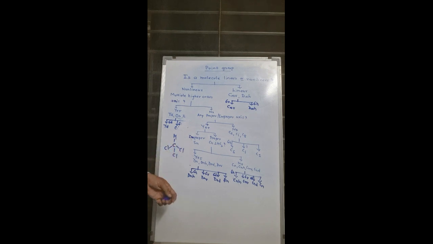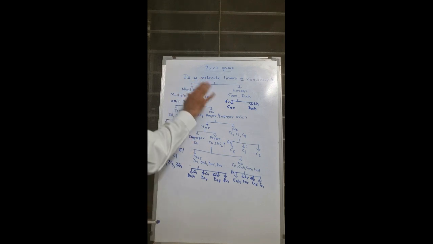Next molecule is chloroform. In case of chloroform, this molecule consists of E, twice C3, 3 sigma V. This is non-linear, which means C infinity V and D infinity H point groups are absent. Multiple order axes are also absent. So C3 proper axis is present, but C3 is not perpendicular to 3 C2s. It means the point group is C3V.